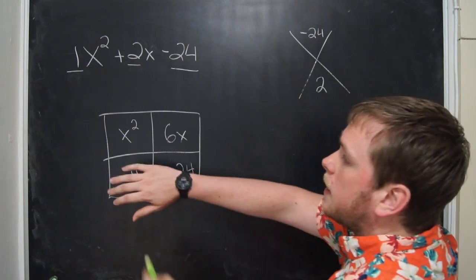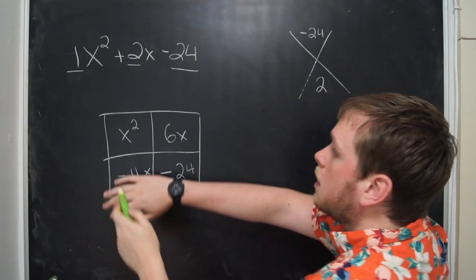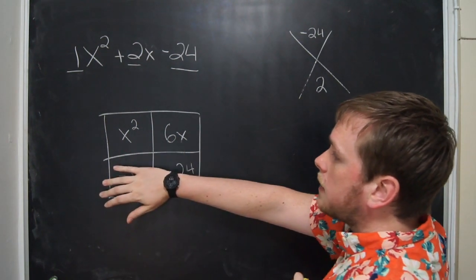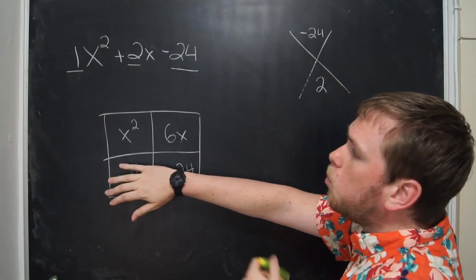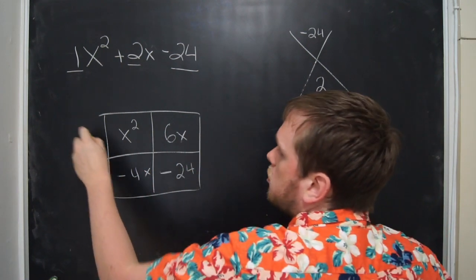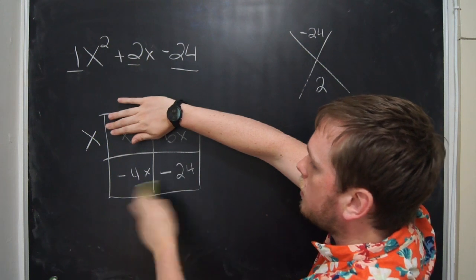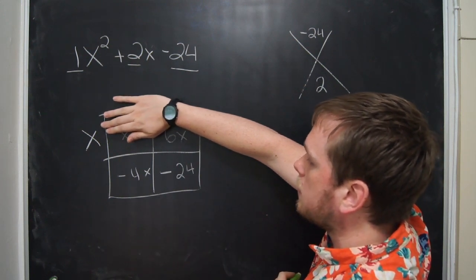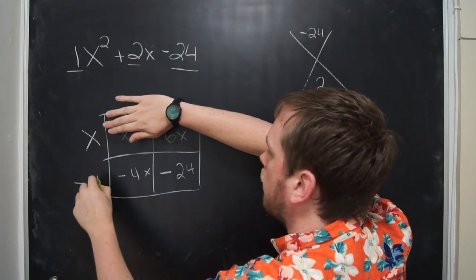Now, we're going to start taking a look at a couple different pieces of this. First, I'm going to look across here at x squared and 6x. What is the GCF of those 2? Well, the GCF of x squared and 6x is just x. We'll do the same thing here. The GCF for negative 4x and negative 24, well, that's negative 4.